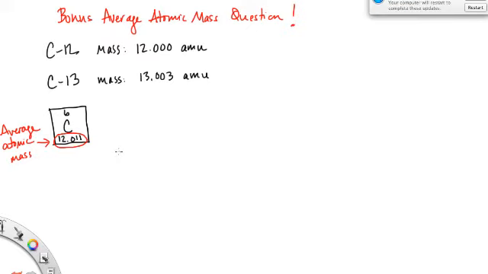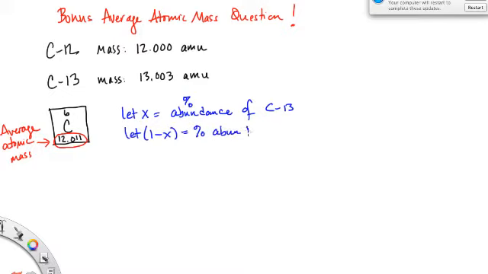Okay? So what I'm going to do is I'm going to let x equal the percent abundance of, I'll just say carbon-13, and it really doesn't matter which one I choose. It'll work out the same way for either one. So if x is the percent abundance of carbon-13, that means that 1 minus x would equal the percent abundance of carbon-12.